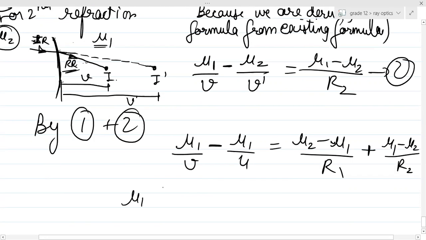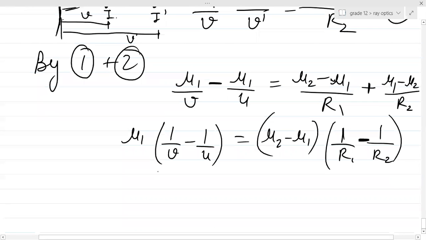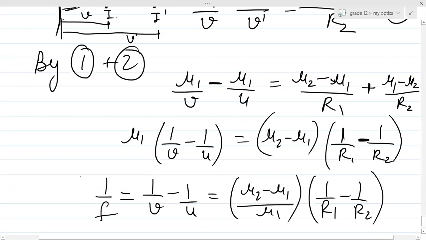Can I take mu 1 common and this will be 1 by v minus 1 by u? This is equals to, can you see I can take mu 2 minus mu 1 common, so this will become 1 by r1, and can you see it was mu 1 minus mu 2, so hence minus 1 by r2, right? So 1 by v minus 1 by u is equals to mu 2 minus mu 1 by mu 1 into 1 by r1 minus 1 by r2. And what was 1 by v minus 1 by u? It was 1 by f from the lens formula.